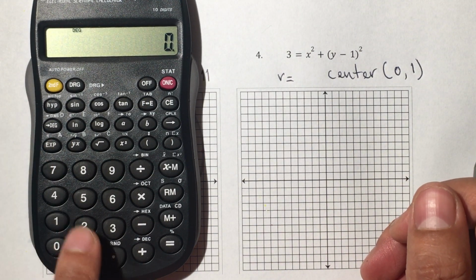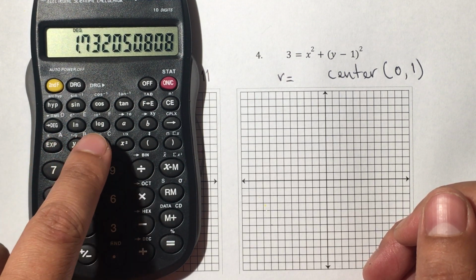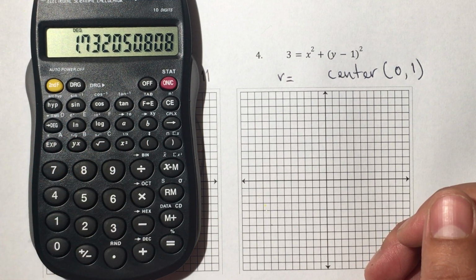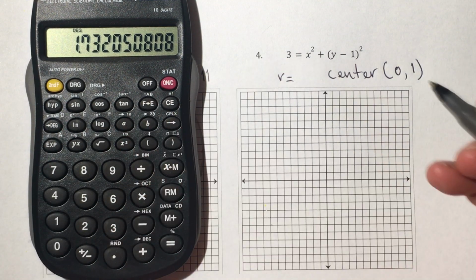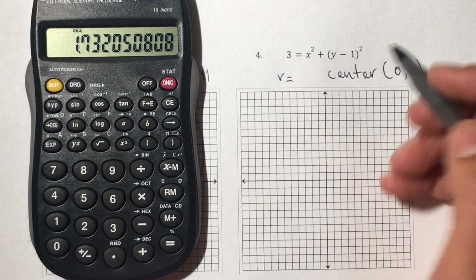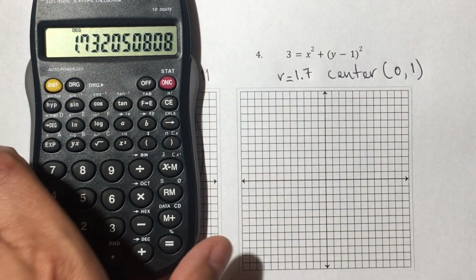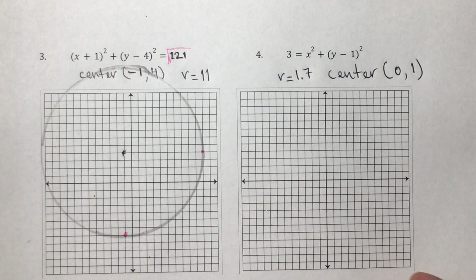So we're going to use our calculator. We put 3 and then the square root. Some calculators put first the square root and then the 3 and then equal. Okay, so in here, we just put 3 and then square root. So the radius is 1.7, if we round it to the tenths.